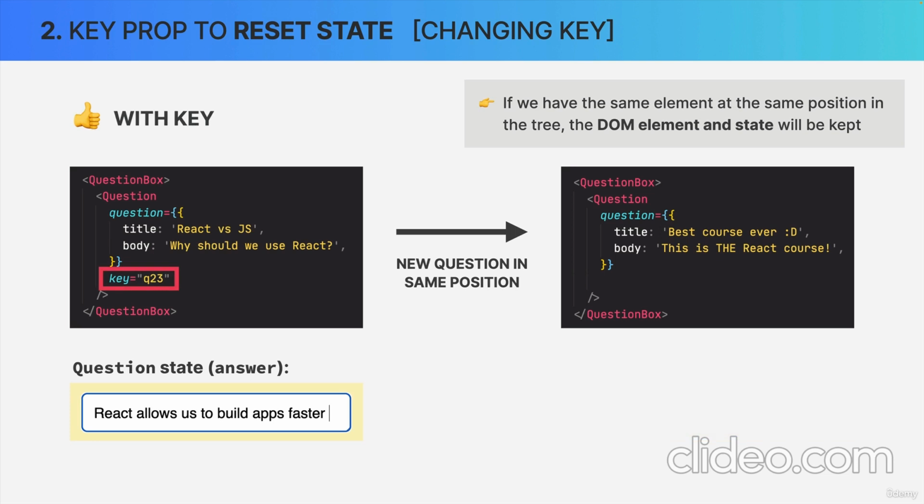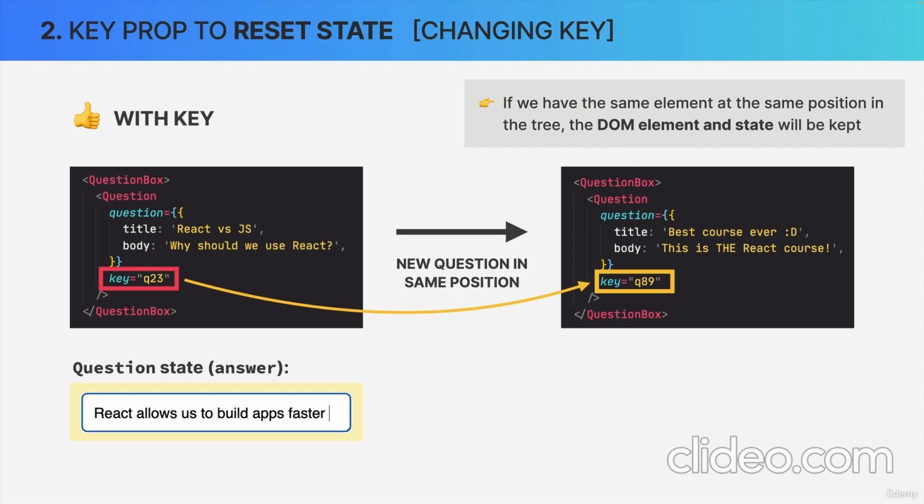So now we have a key of Q23 in this first question, which allows React to uniquely identify this component instance. Then, when a new question appears, we can give it a different key. And so, by doing this, we tell React that this should be a different component instance, and therefore that it should create a brand new DOM element.